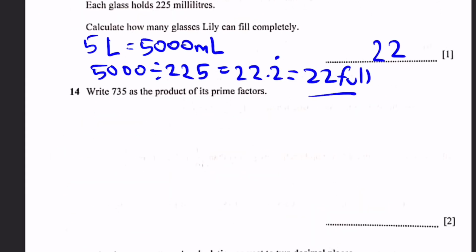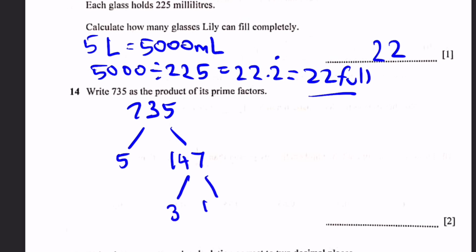Question 14. Write 735 as the product of its prime factors. So 735, we can divide by 5. We can get 147. You can divide this by 3, and after that you get 49. You can divide that by 7, you get 7 again.